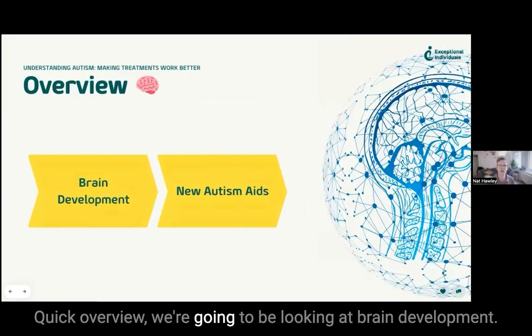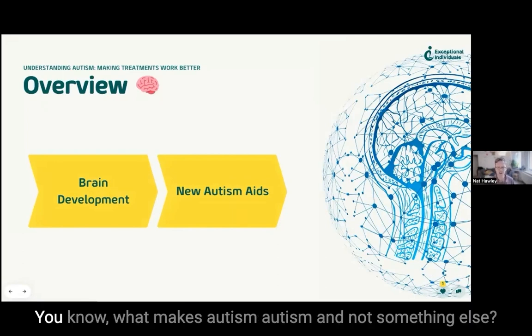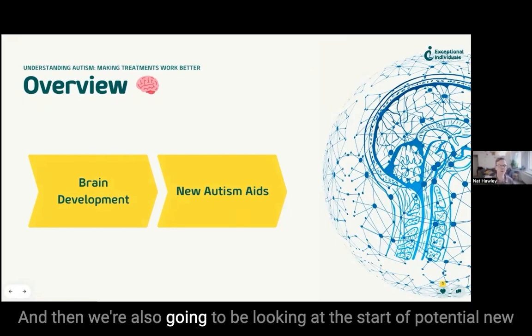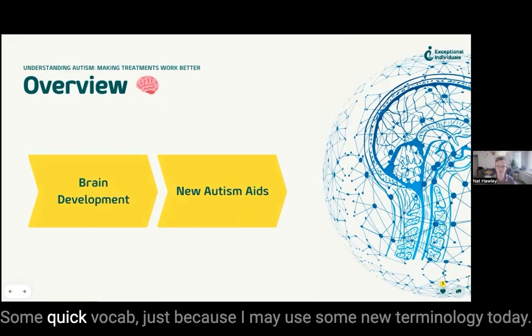Quick overview, we're going to be looking at brain development, what happens in the early days. Why do we have autism? Why don't we have ADHD? Why don't we have schizophrenia? What makes autism autism and not something else? And then we're also going to be looking at the start of potential new aids to help people live better with autism, or as an autistic adult.